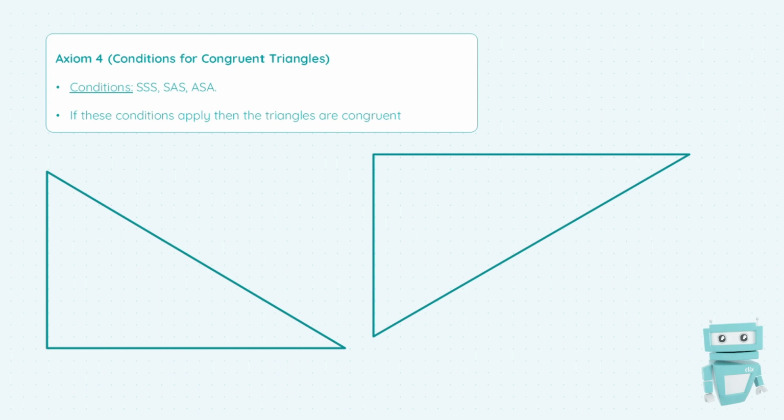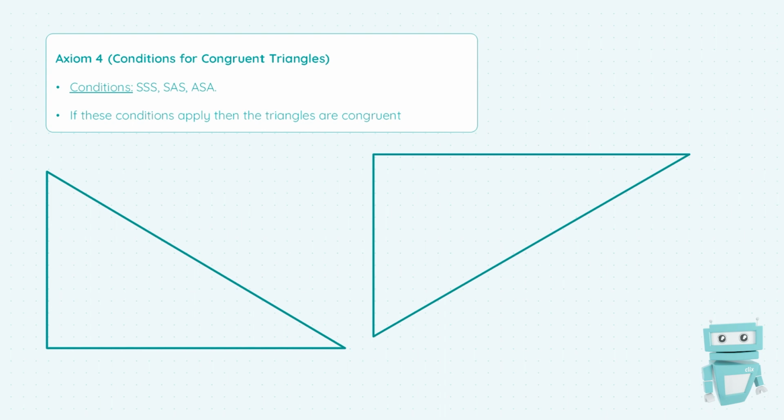So the conditions are side, side, side; side, angle, side; and angle, side, angle, and we're going to go through these one by one. So the first condition is if a triangle has the exact same three sides, meaning side lengths, as another triangle, then these two triangles are congruent.